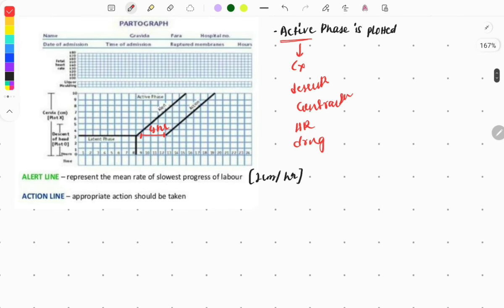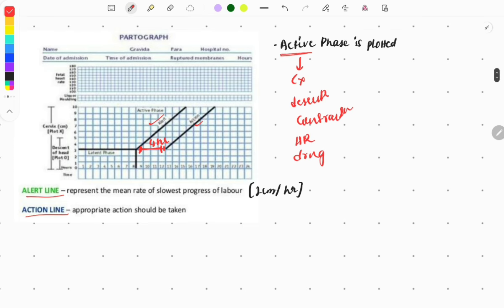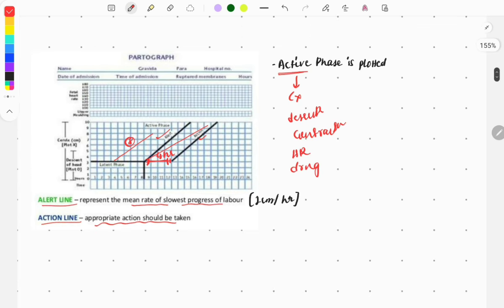Okay, and in this graph you can see that there are two lines, the alert line and the action line, and there is a 4 hour gap present between them. Whenever we are plotting this partogram, the line should be before the alert line. If it is there, then it is the normal condition, but if it crosses the alert line, then we need to take action. The alert line represents the mean rate of slowest progress of labor, and action means appropriate action should be taken. So these were the things which you must remember from the partogram.